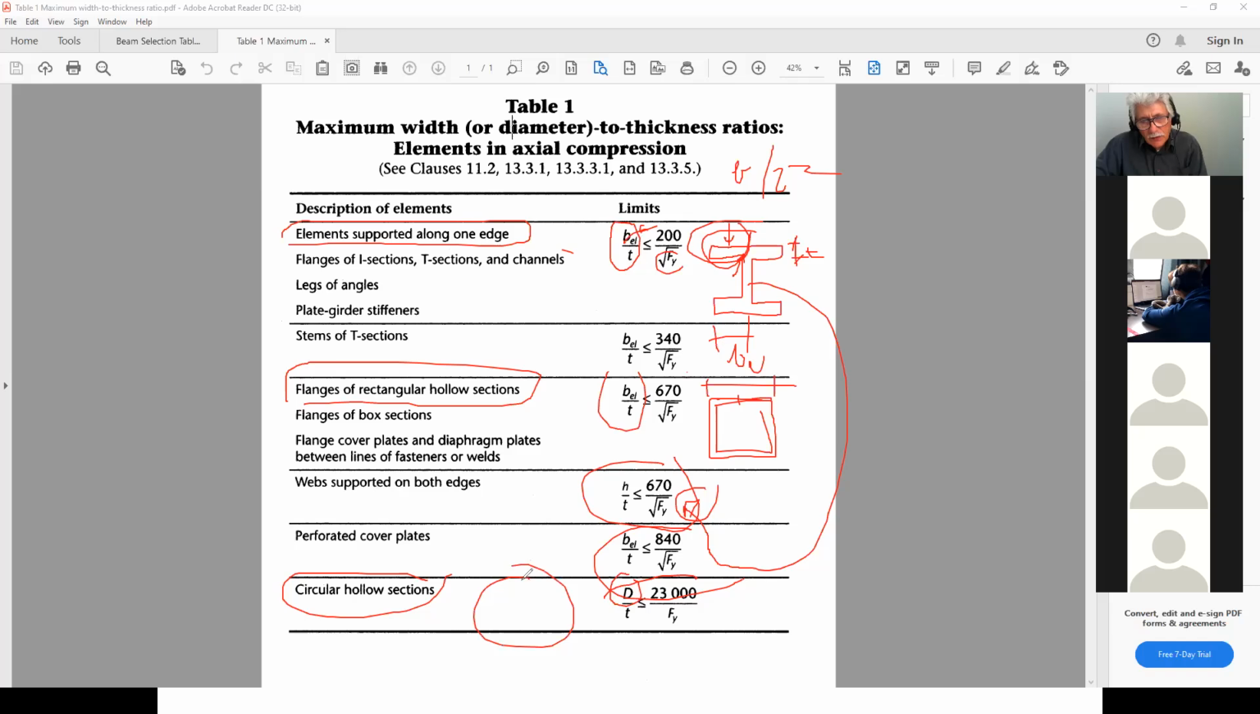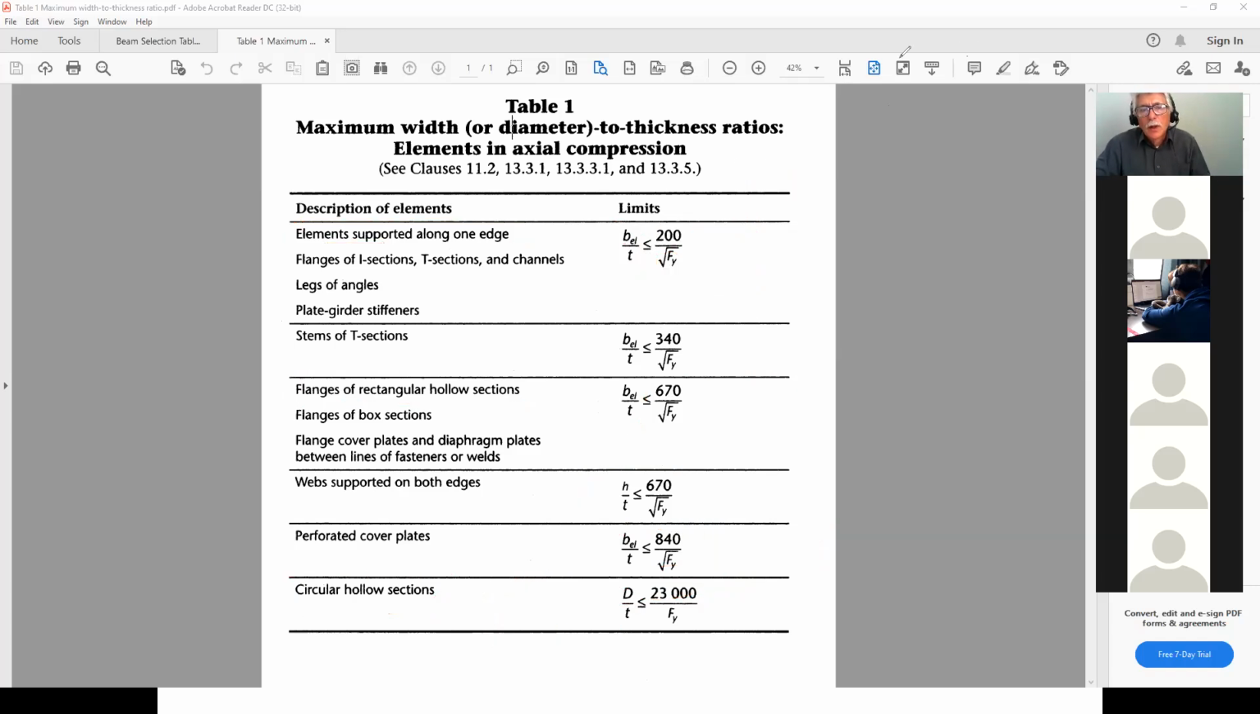This is HSS, hollow structural shapes, and divided by the thickness of the wall, and that's the criteria. So this is Table 1, okay? And like I said, you should always verify this to make sure that the shape that you've chosen meets these limits, so that they don't prematurely buckle before the member is able to attain its full strength. That's what these things do.